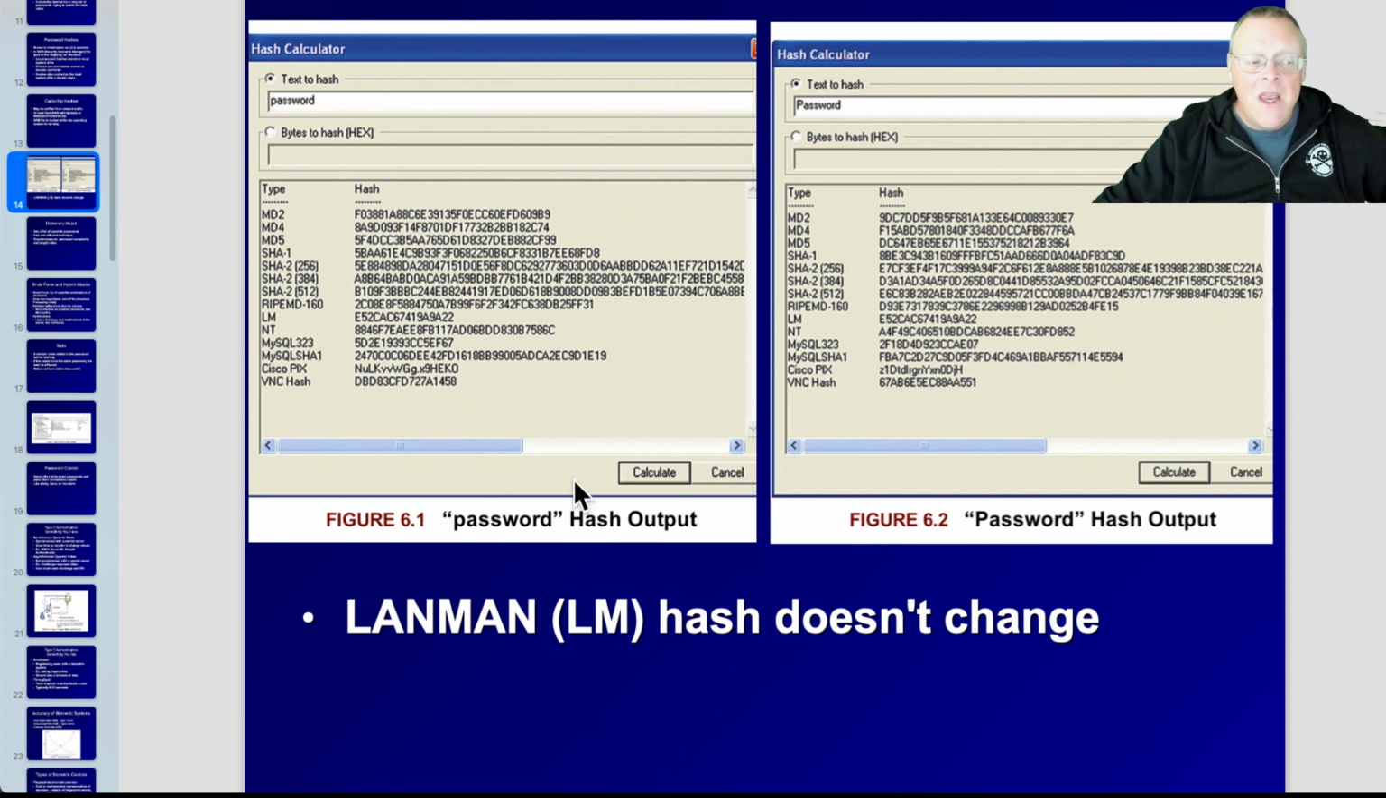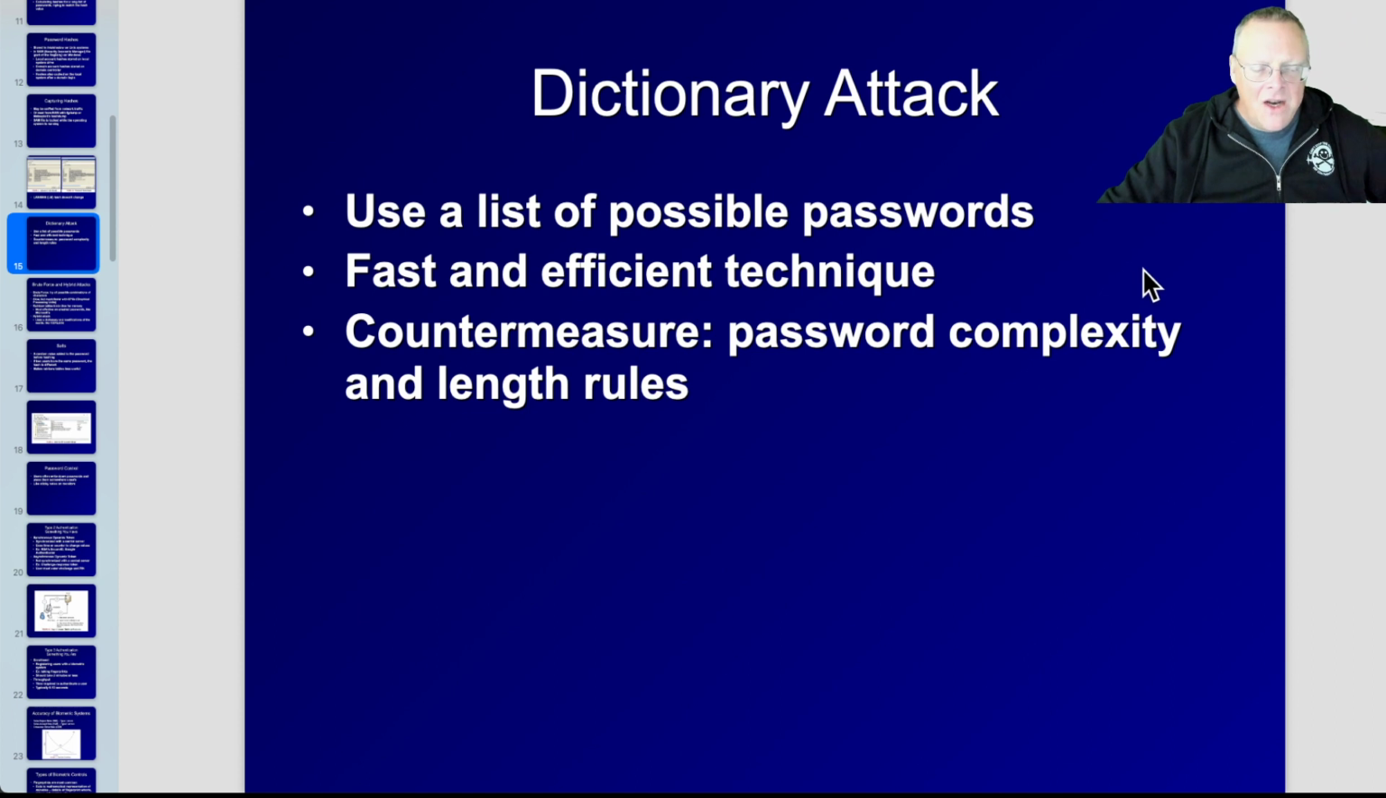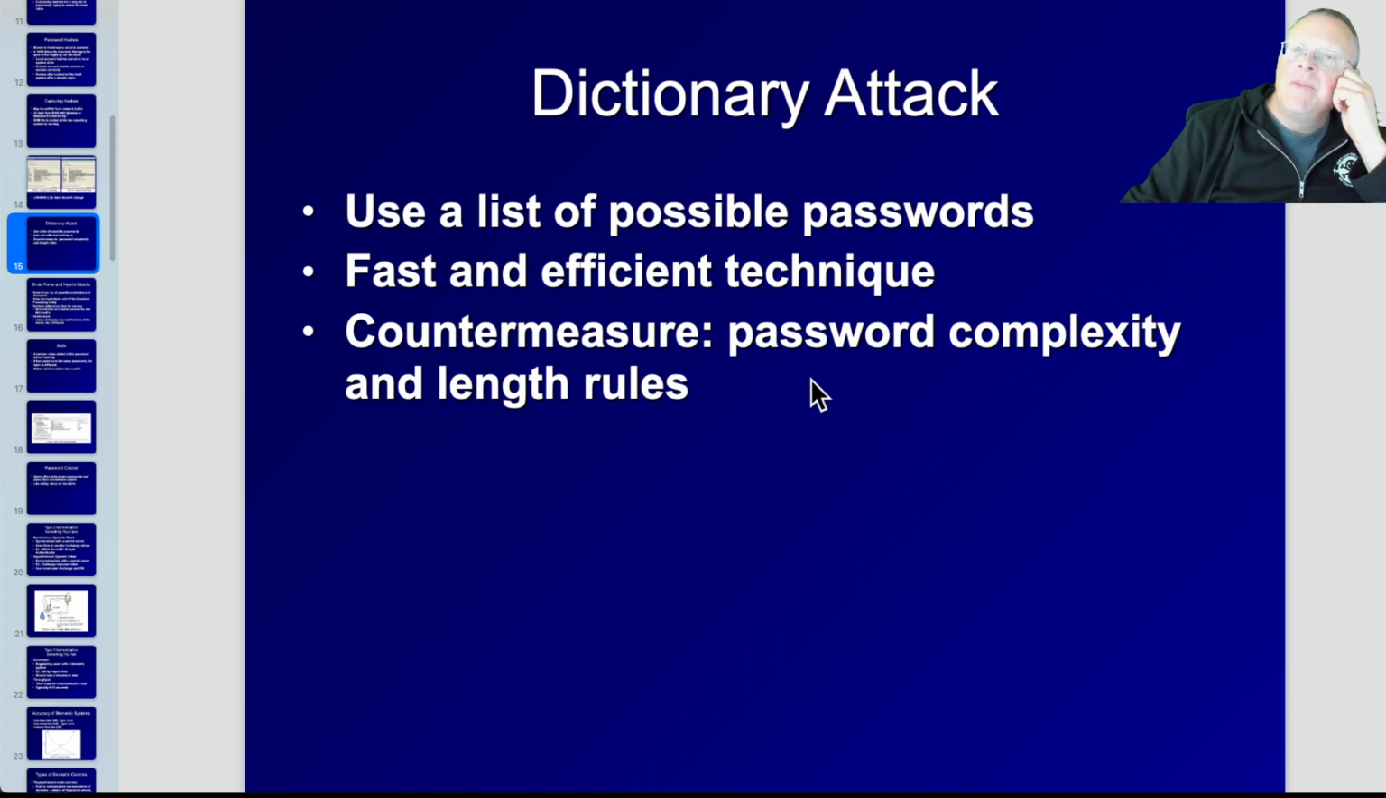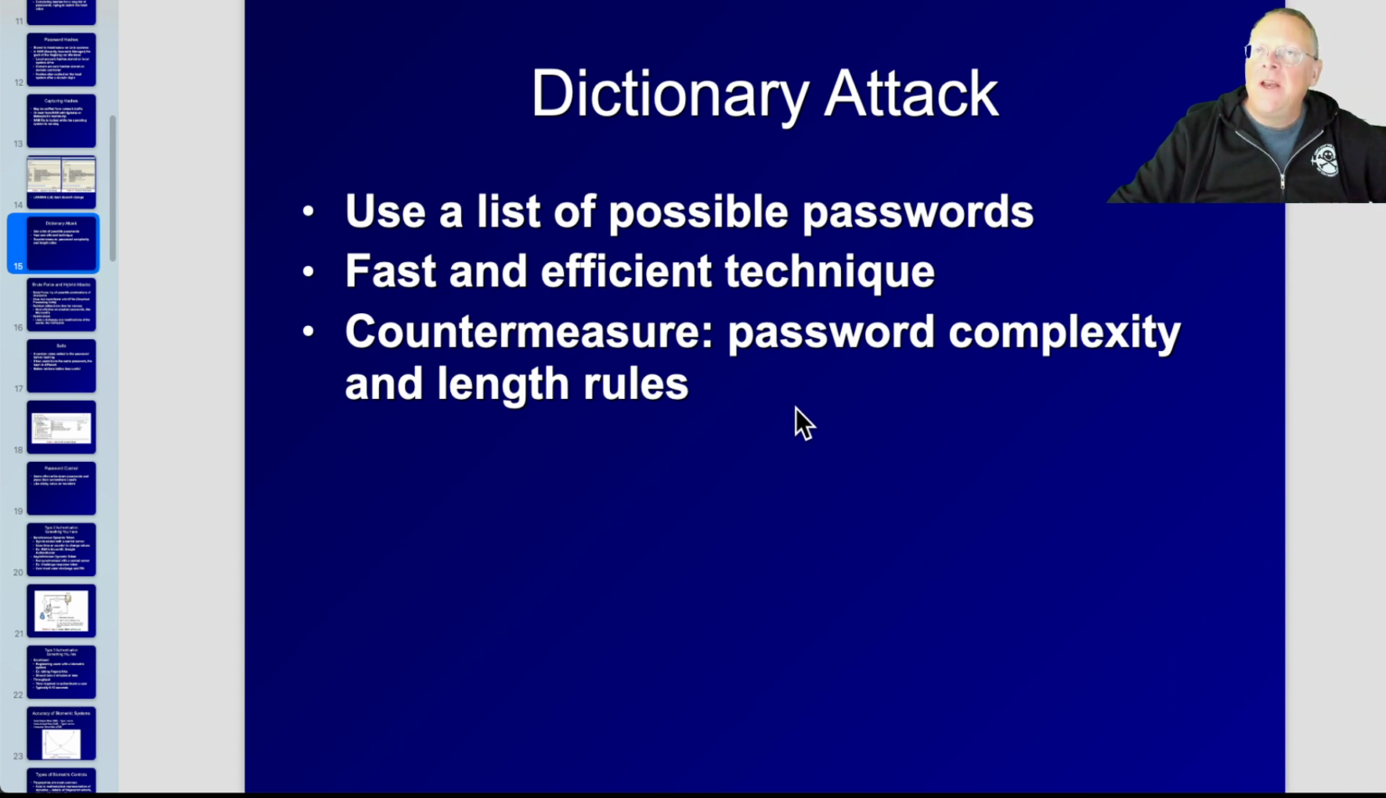It's extremely weak hashing. All right, so the way you crack hashes is usually a dictionary attack. You get a dictionary of stolen passwords like the RockYou database, and you just try them all. So to prevent this, people have password complexity and length rules to try to make sure that you're choosing a long enough and complicated enough password that it probably isn't in that list.